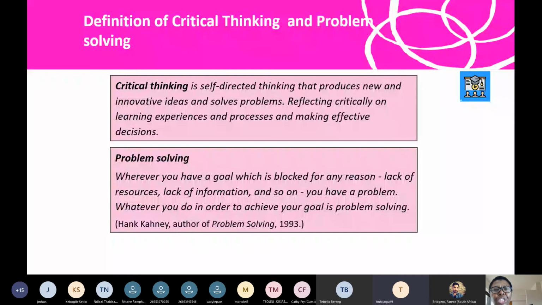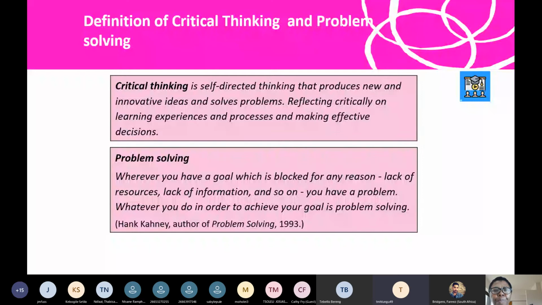It's about producing new and innovative ideas. It's about solving problems, which you have seen there. It's about reflecting critically on learning experiences and making effective decisions. You can see those words that you have mentioned: solving problems, objectivity, critically evaluating your experiences, critically evaluating the processes, and making effective decisions. So that's critical thinking.